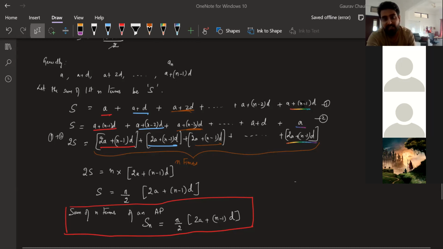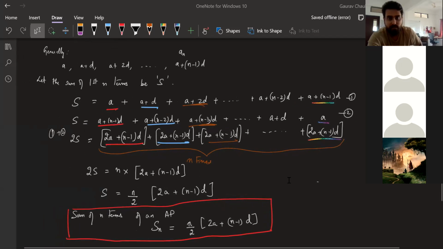This is for any n terms of an AP. Okay, let everyone take this down and we'll go to the extension of this formula. There's another way of looking at this formula.